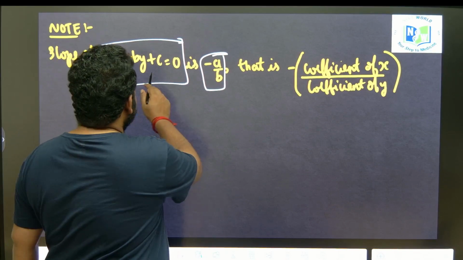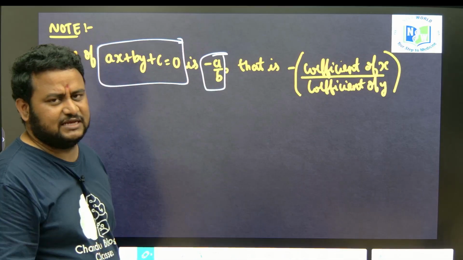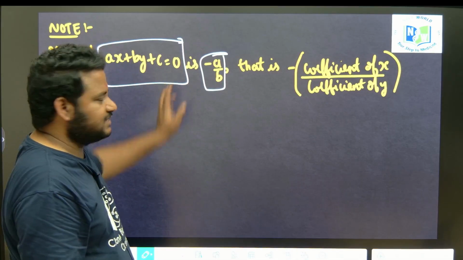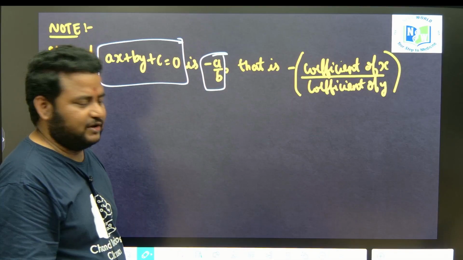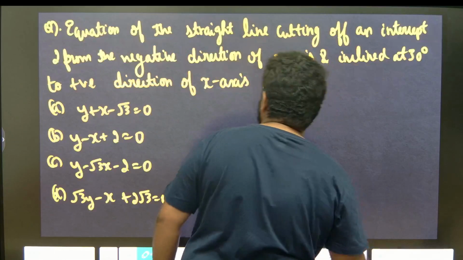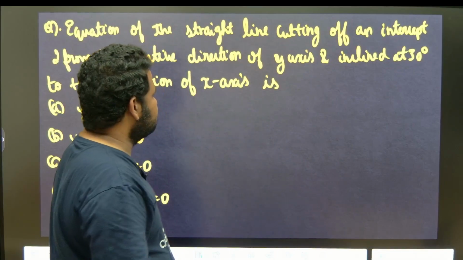So I told you ax plus by plus c is equal to 0. If any equation of the line is given, then its slope is given by minus a by b, where a is the coefficient of x and b is the coefficient of y. Got it? Next, let us have a look at this question.